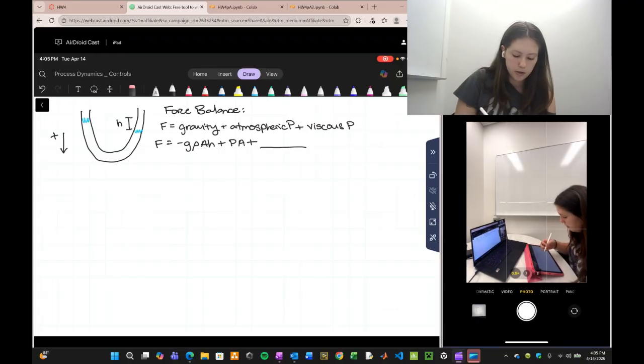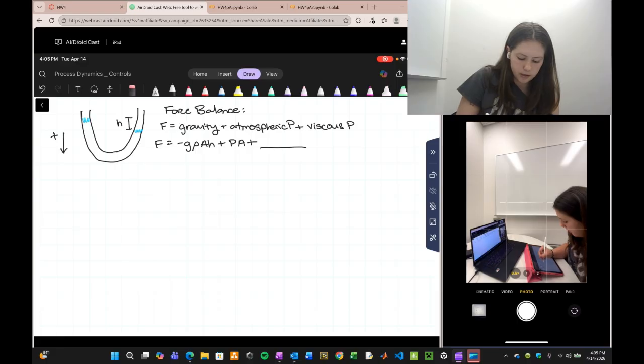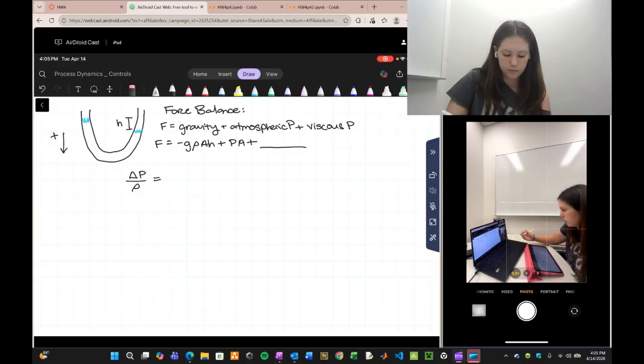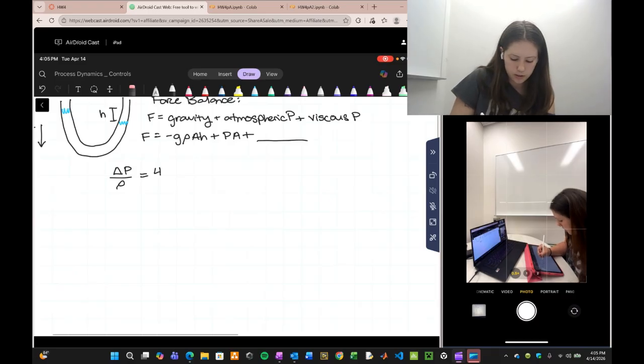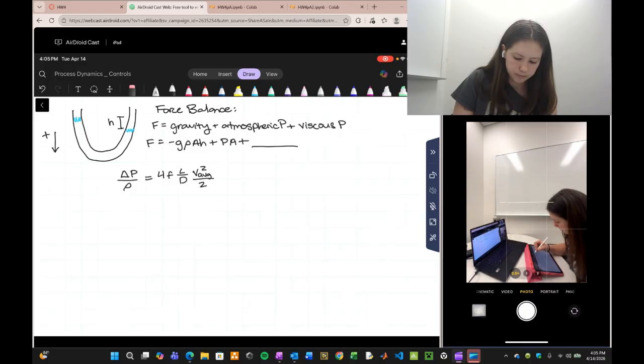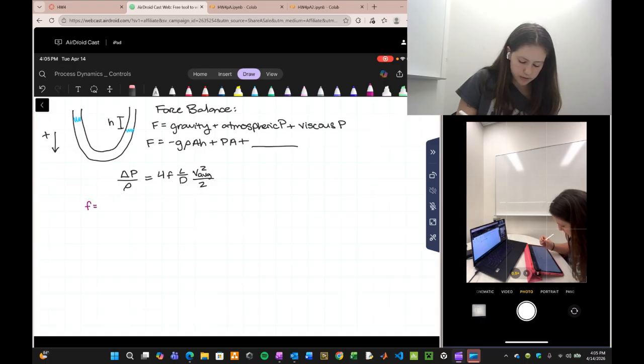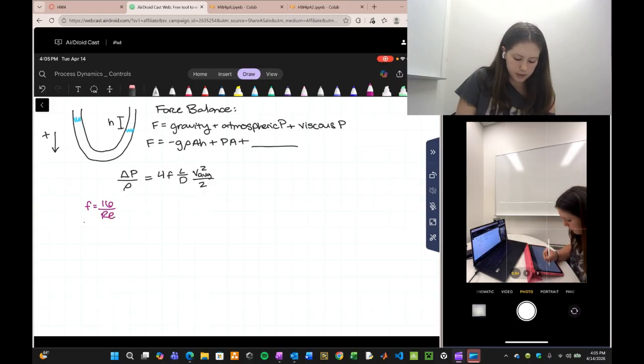So that will be blank, but we can start out by writing the change in pressure over the density equals 4FL over D, then V average squared over 2. And so F here, according to the problem statement, is 16 over our Reynolds number. And so this is our Fanning friction factor. I'm saying that correct.